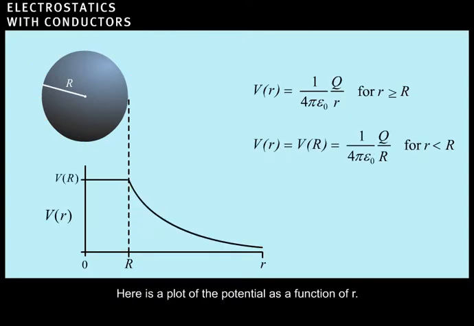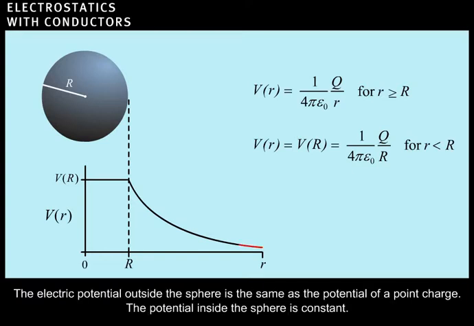Here is a plot of the potential as a function of r. The electric potential outside the sphere is the same as the potential of a point charge. The potential inside the sphere is constant.